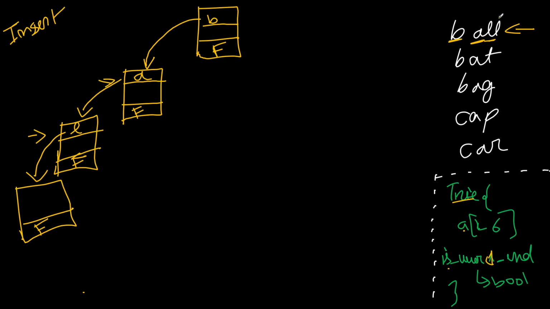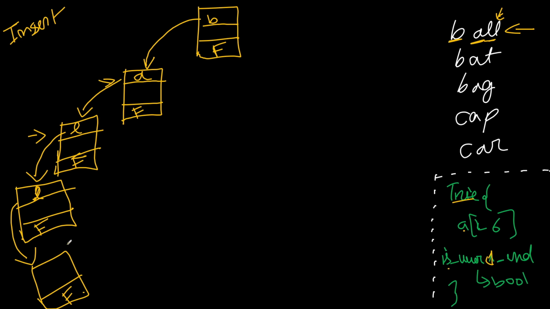Now from this L we came to the last L. Similarly, same situation, we don't have anything, so we will add L here, and a new reference node will be created from here, and this will be false. Now, if you can see, the word is completed. The scanning of the word is done.